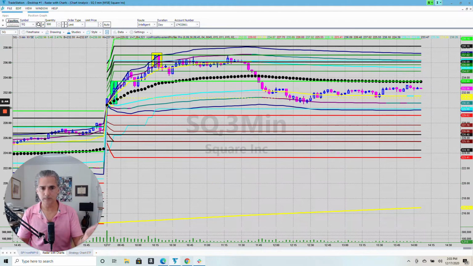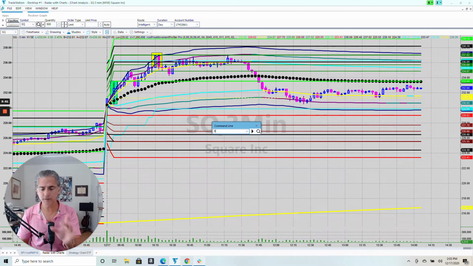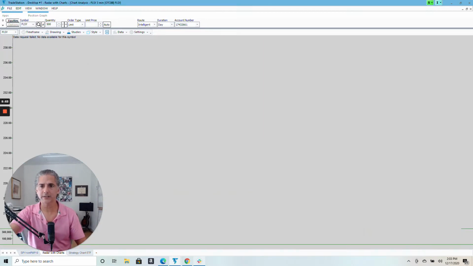Let's go on to another type. I'm going to look at a couple of trades that look just like this. First, 15-minute trades. So this is Fastly today. It's a perfect example.